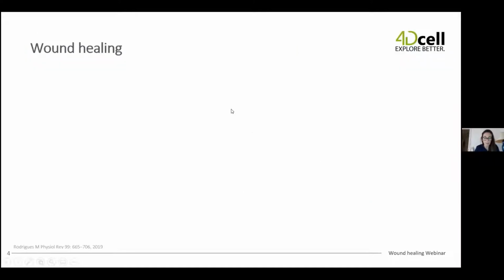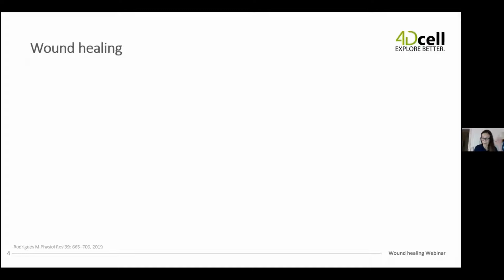So before going directly to the wound healing assay, we thought it would be nice to give you a brief overview of the wound healing process, because it's quite complicated and it involves many molecular mechanisms. The wound healing process, as I was saying, involves many different cell types that coordinate among themselves different functions during the different stages of wound healing.